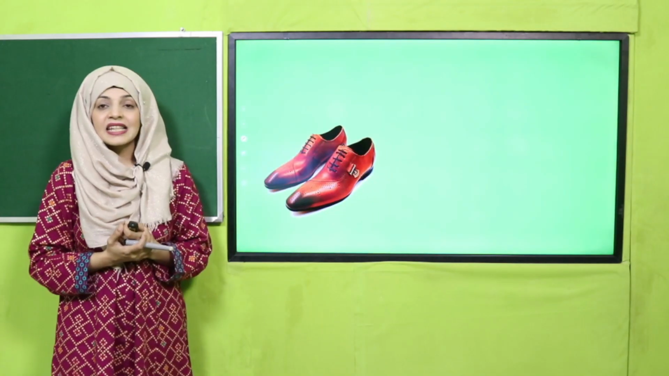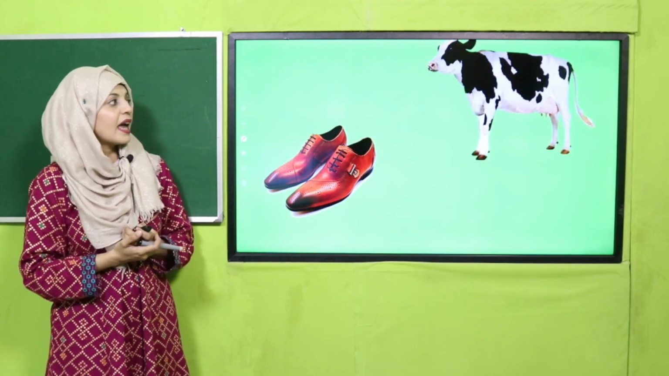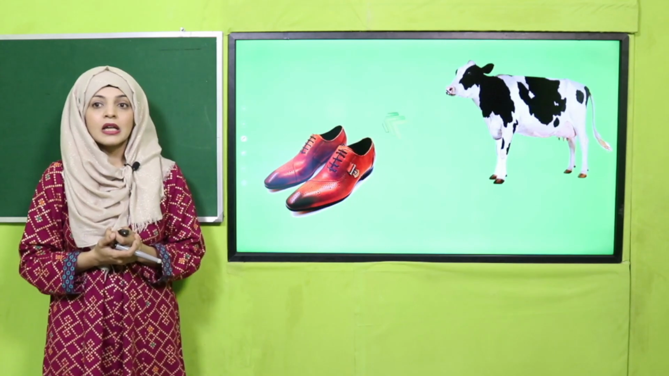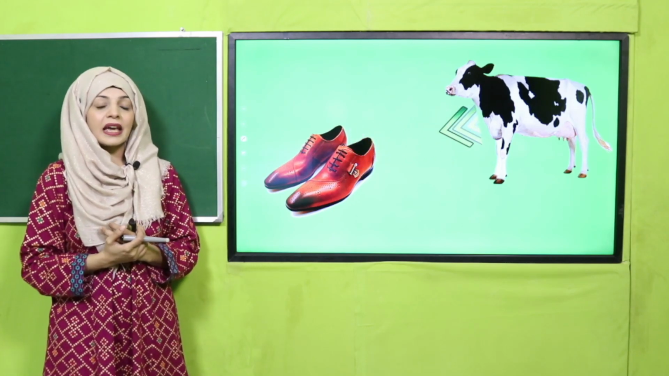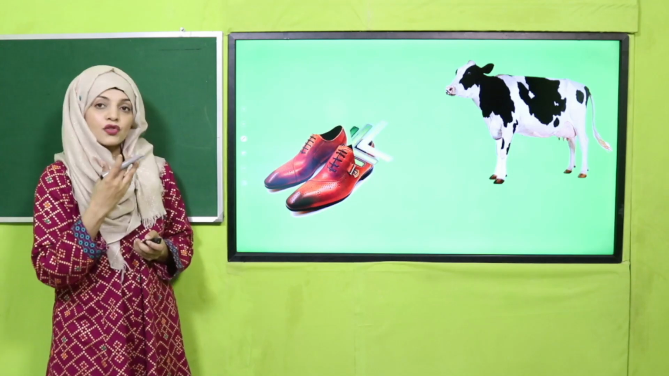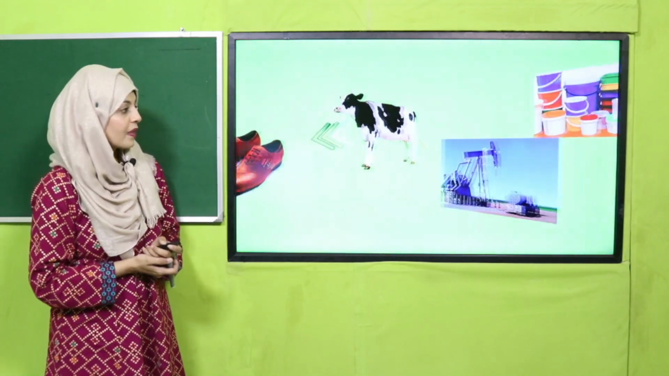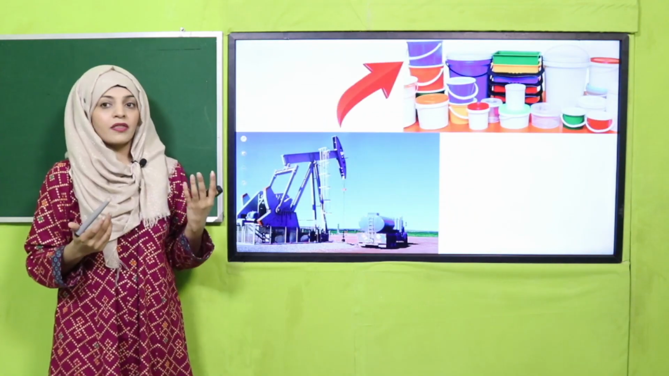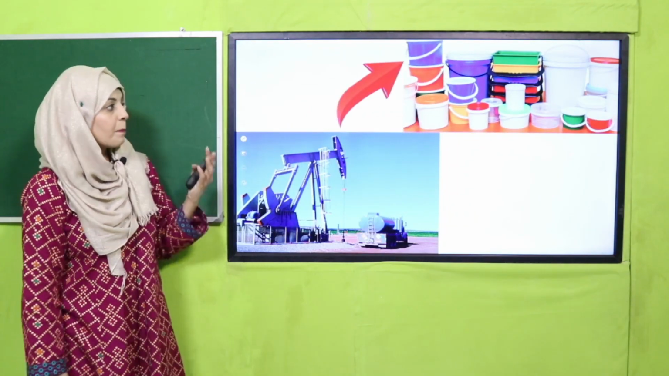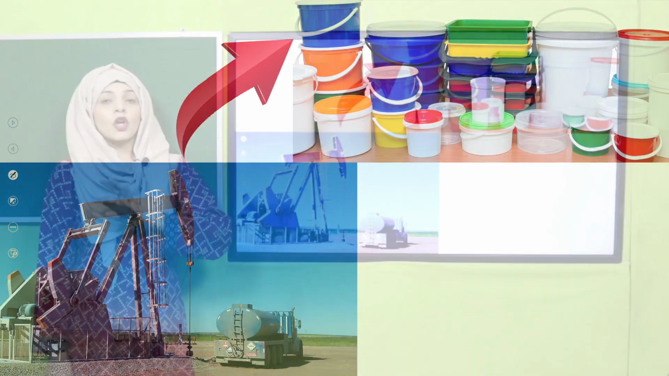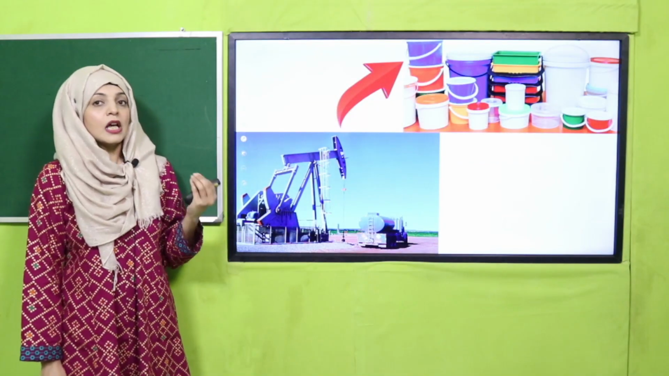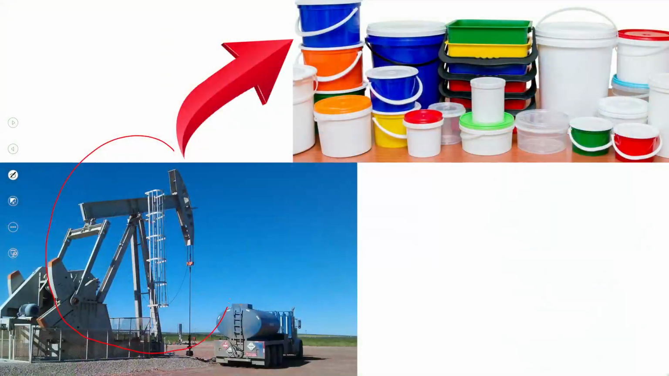Then you can see leather shoes. What is its resource? Its resource is animal skin. So the leather shoes are made from the skin of animals. So its resource is again natural. And some other things that you can see here is the plastic that you use every day. Everything is made from plastic, boxes, your pencil box, your sharpener. Plastic is made from crude oil, which is natural and which comes from under the ground.